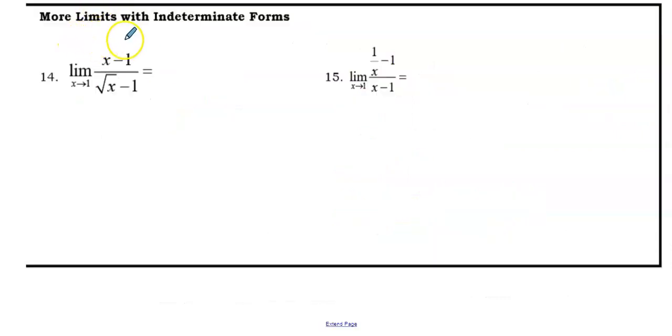Okay, so we're going to go ahead and talk about 3 other types of indeterminate forms here. The first one is if I plug in 1 into our top, we get 0, right? 1 minus 0 is 0. If I get the square root of 1, which is 1, 1 minus 1 is also 0.